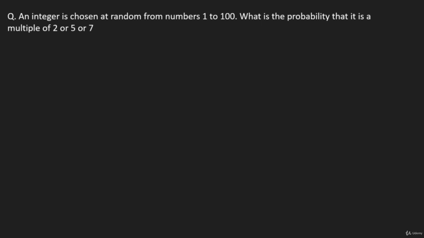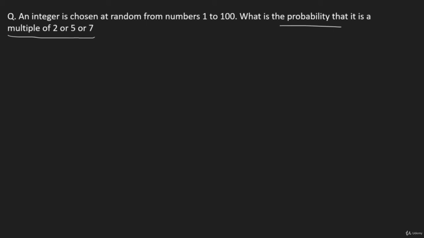Let's do this question. An integer is chosen at random from numbers 1 to 100. What is the probability that it is a multiple of 2 or 5 or 7? Pause the video, give it a try, and then let's do it together. Alright, we are back. Let's do it together.